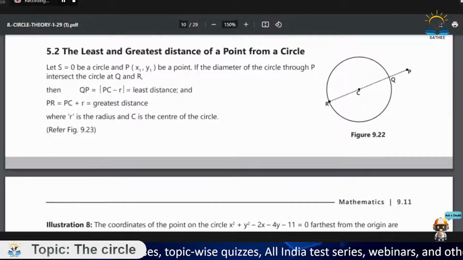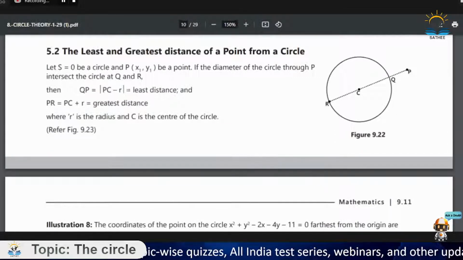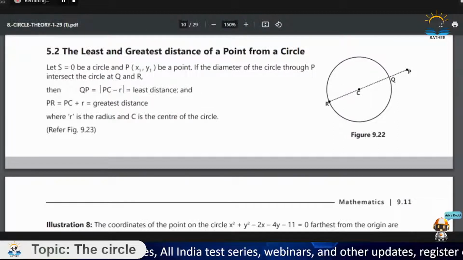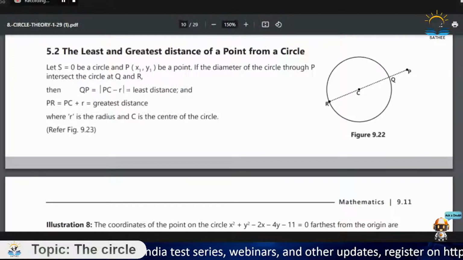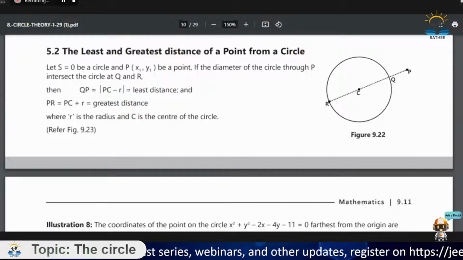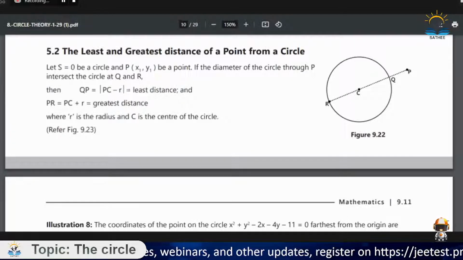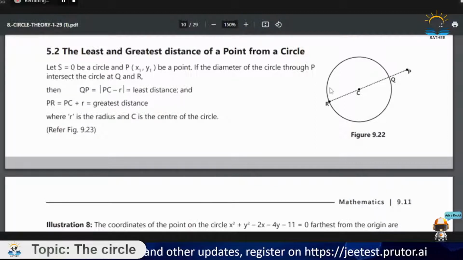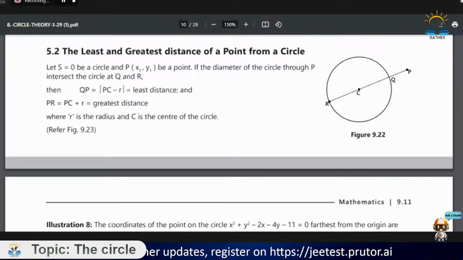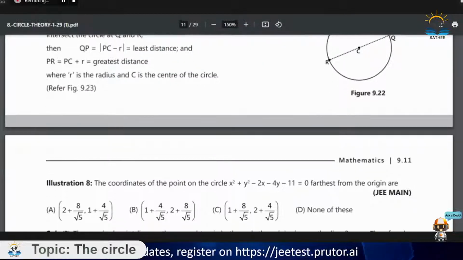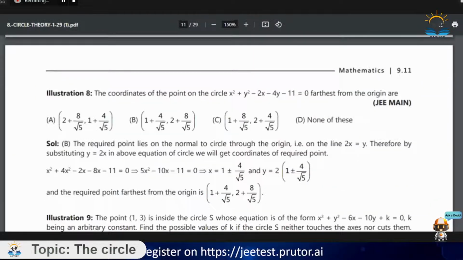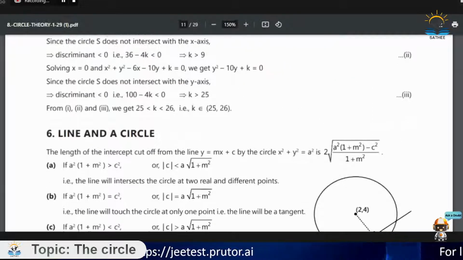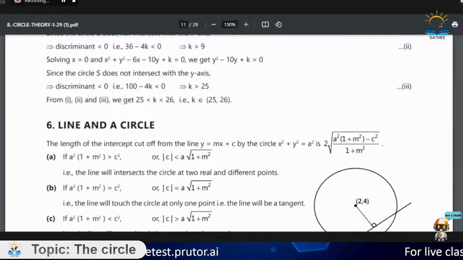Let S = 0 be a circle and P(x1, y1) be a point. If the diameter of the circle through P intersects the circle at Q and R, then QP would be |PC − R|, which is the least distance, and the maximum distance would be |PC + R|, that is the greatest distance. And there are some illustrations, but basically let us first complete the theory of this.